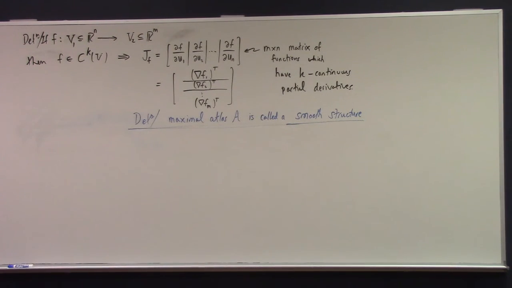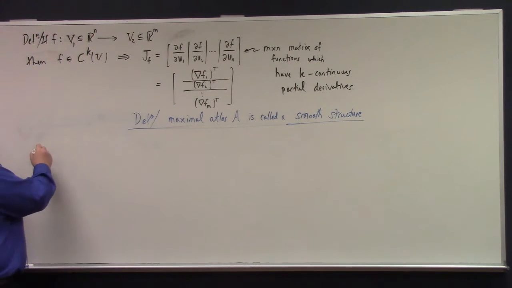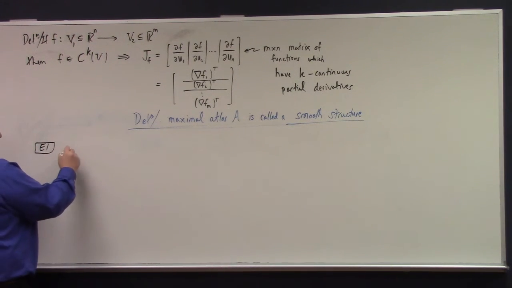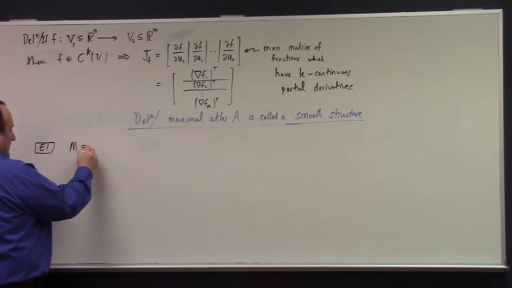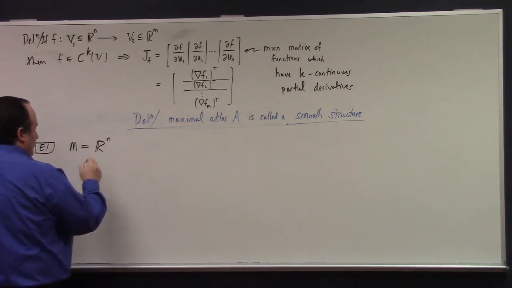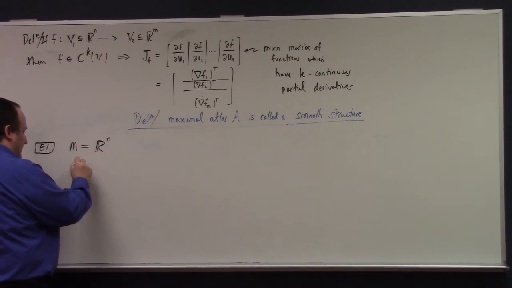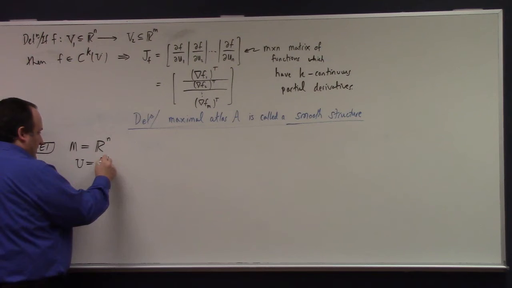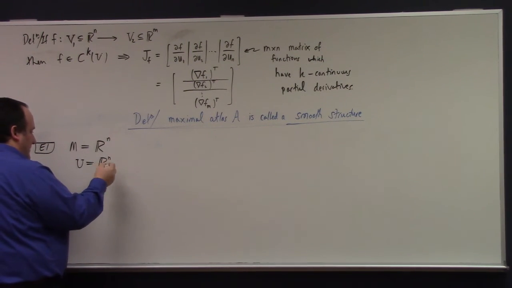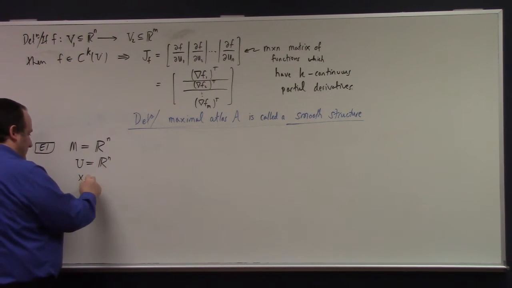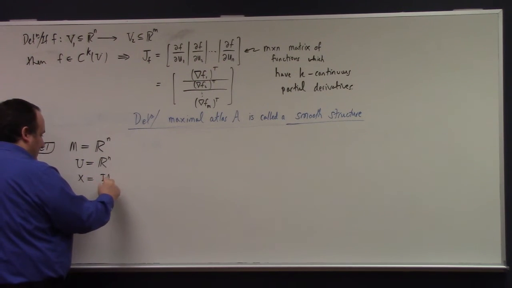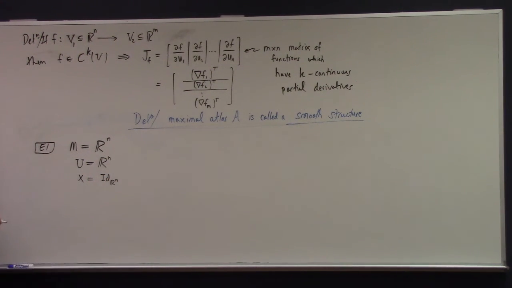So what are some good examples of manifolds? I think the most obvious example of a manifold is just Rn. Rn is the quintessential n-dimensional manifold. And what's the chart? You basically just take the chart domain to be all of Rn. What's the chart itself? Well, x is just equal to the identity map on Rn. And that's it.